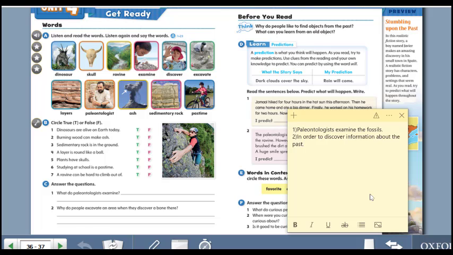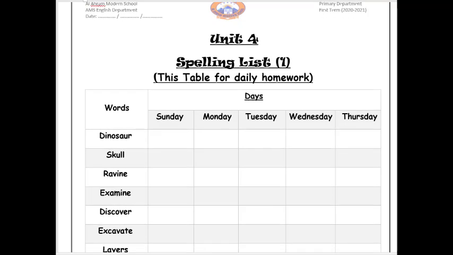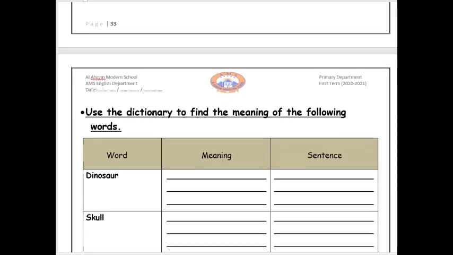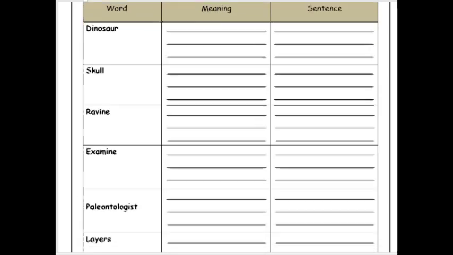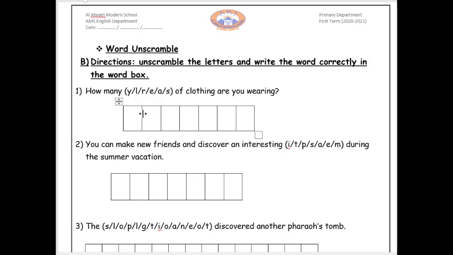Thank you so much. Now, get your booklet A, open page 33, Unit 4, Spelling List 1. This is your table of words. This is your table of the meaning and the sentences. Let's move to exercise B on page 37. Word unscramble. Directions. Unscramble the letters and write the word correctly in the word box.